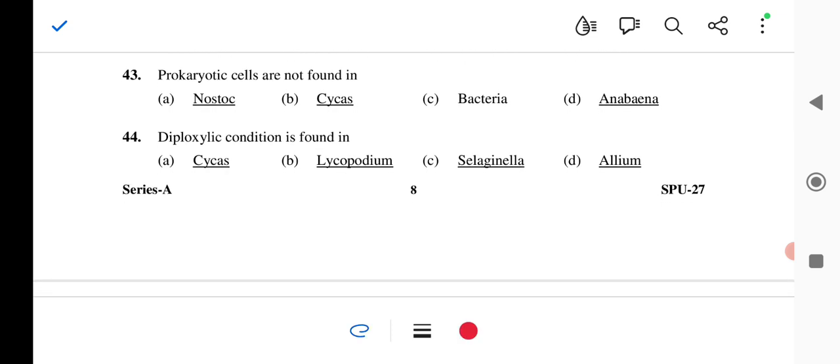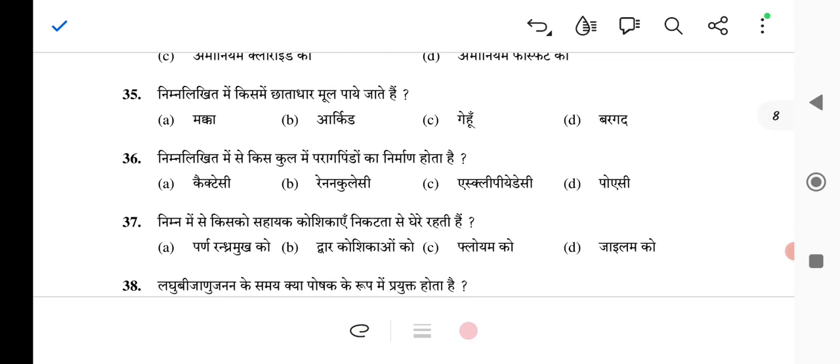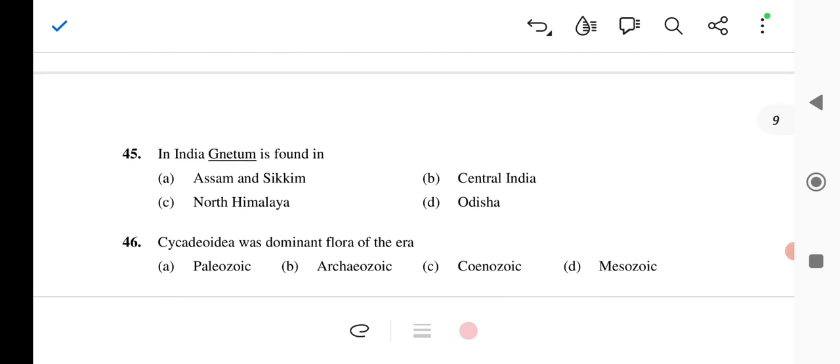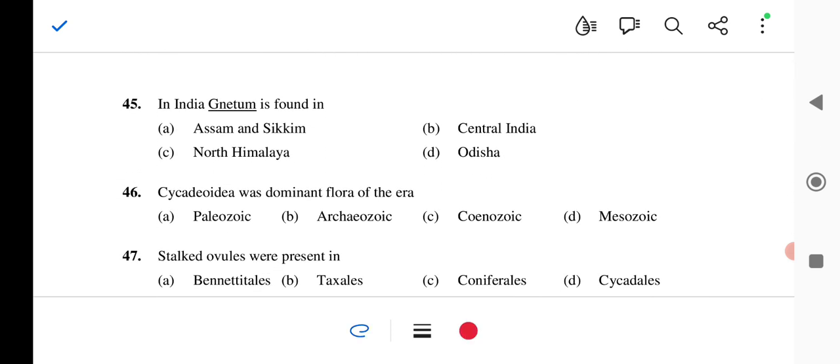Next is prokaryotic cells are not found in. So prokaryotic cells are not found in cycas, but they are found in nostoc, bacteria, anabena. They are prokaryotic, but cycas is eukaryotic. Next is diploxylic condition is found in. Diploxylic condition is very important, found in cycas. Next is in India, Gnetum is found in. In India, Gnetum is found in Assam and Sikkim.